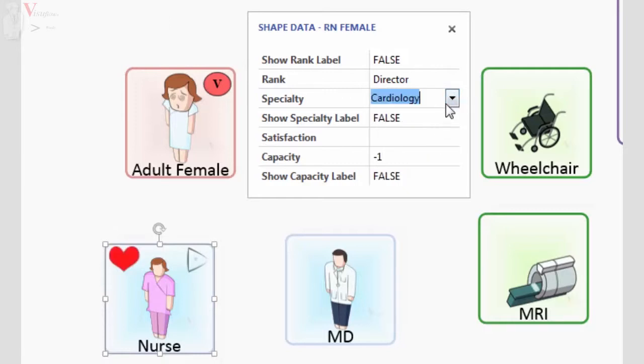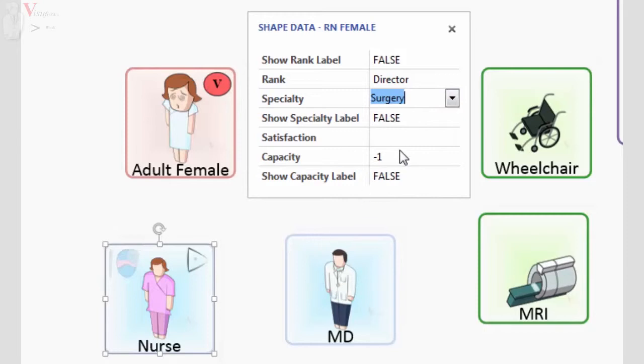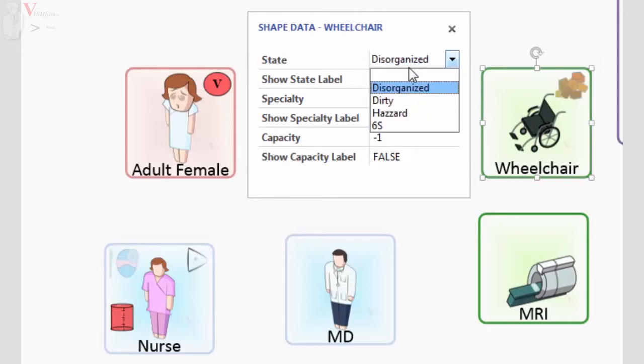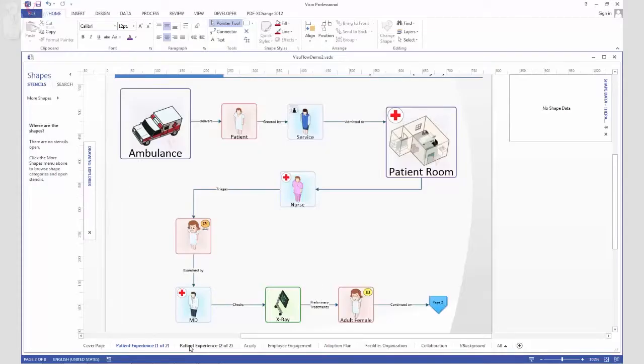their specialty. It could be cardiology, surgery, their capacity. It could be low, it could be high. The state of an equipment. It could be disorganized, dirty, and so on. There are numerous attributes that you can discover when working with VisuFlow, such as your patient experience.